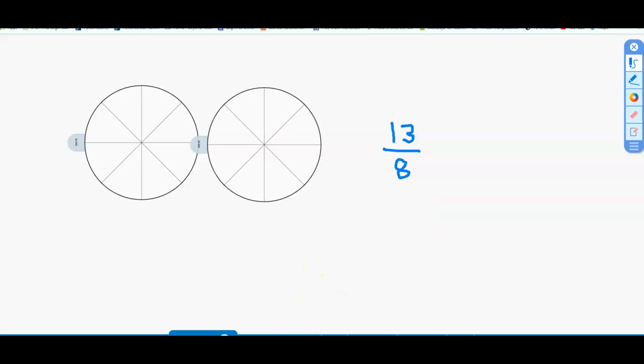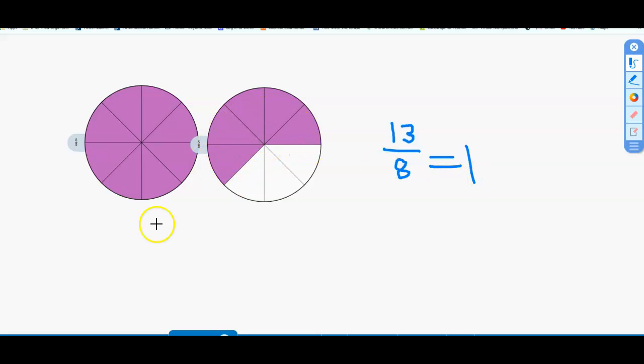We've got 13 eighths. And if we count out our 13, there's 8 eighths. 9, 10, 11, 12, 13. So if I'm looking at this picture, 1 is full, and how many are left over? The other way to think about this, if you might see it written like this, 8 eighths is 1 whole plus 5 eighths makes 13 eighths.